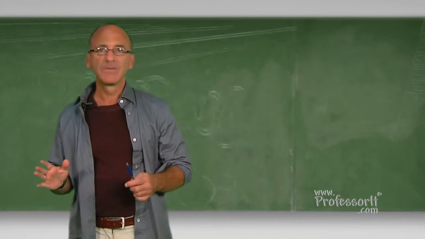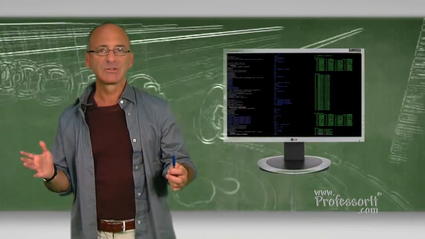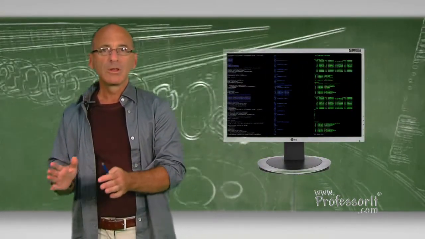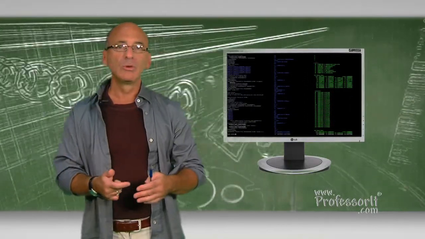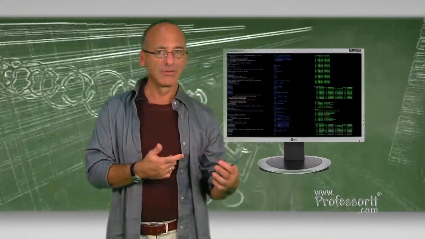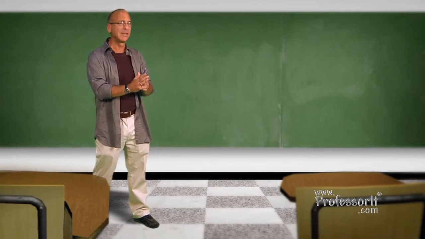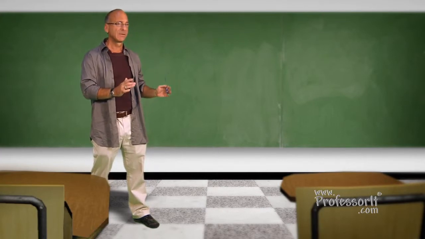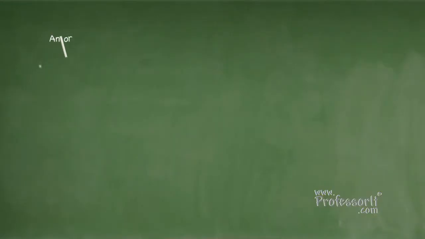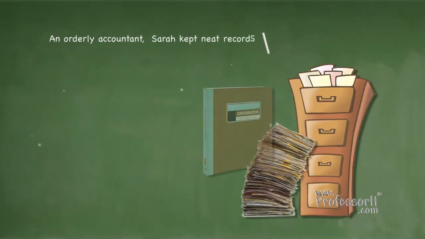Your processing of this answer is going to be like an internet search. You want to start with a word or two that will get you the result you want, the right answer. You'll do it exactly the way a search engine gets you your answer online, by eliminating everything that doesn't match. Here's the sentence again. An orderly accountant, comma, Sarah kept neat records in blank organized filing cabinets.